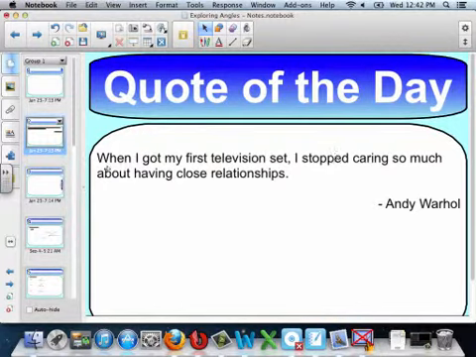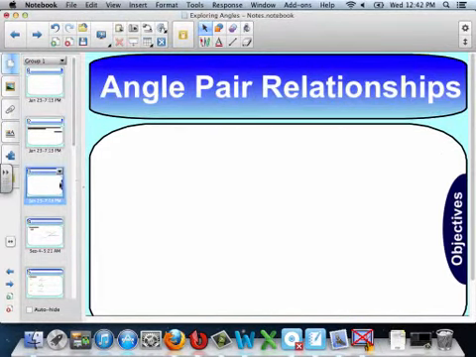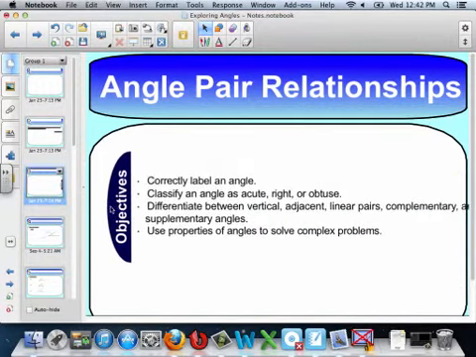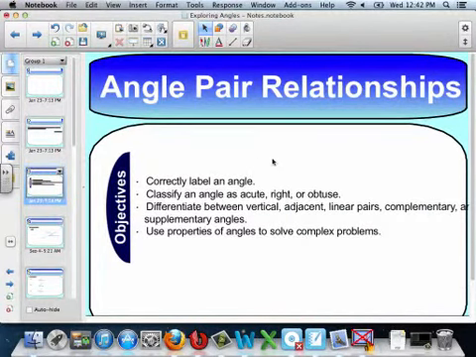So looking at that, as you can see up here by the title, we're going to be exploring angles, basically angle pair relationships and what that means. Our objective is we have several today. We're going to go from the very mundane. Hello, this is an angle. This is how we label an angle. And then we're going to get into more complex situations where you actually have to think.